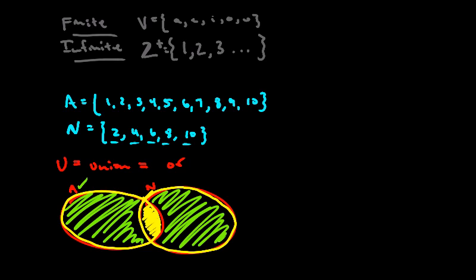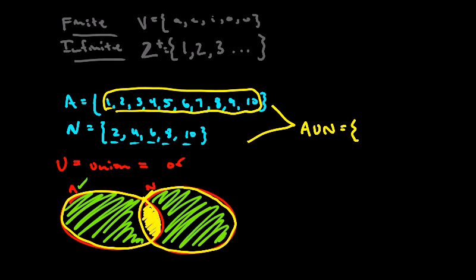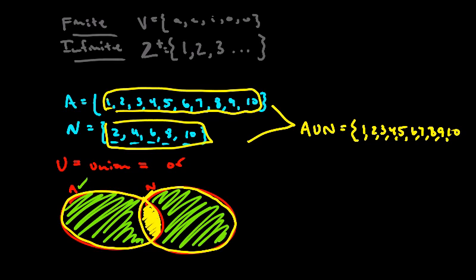So when you think of the union, essentially we're fusing these two sets. The union, or A union N, would look like this, where it's everything that's in A plus everything that's in N. And if a number occurs twice, we aren't going to write it twice. We're just going to write it once. So A union N would be the following numbers: 1, 2, 3, 4, 5, 6, 7, 8, 9, 10.